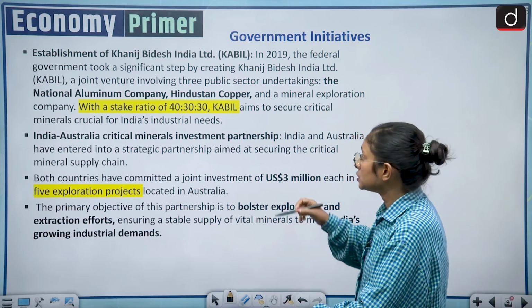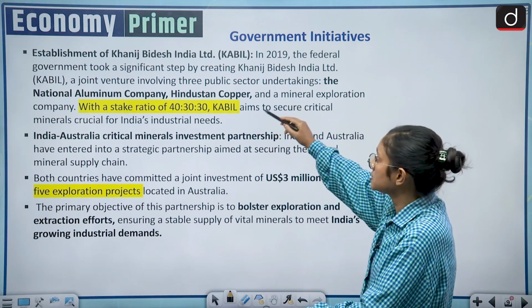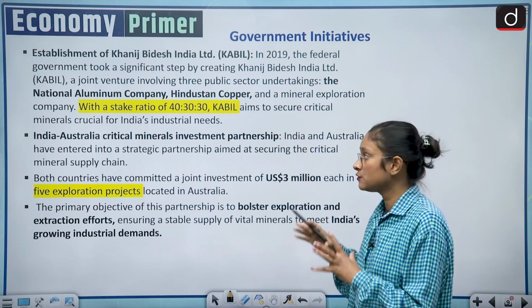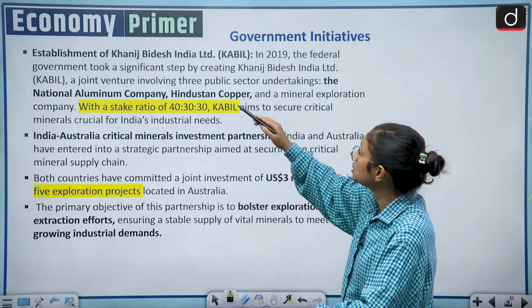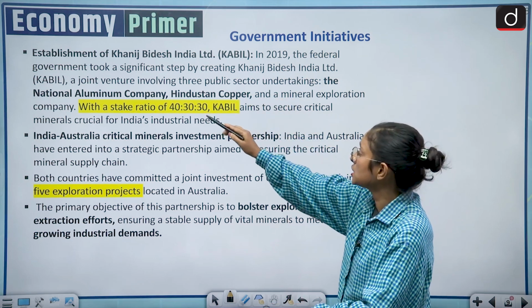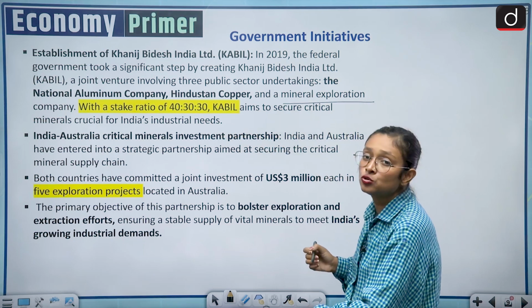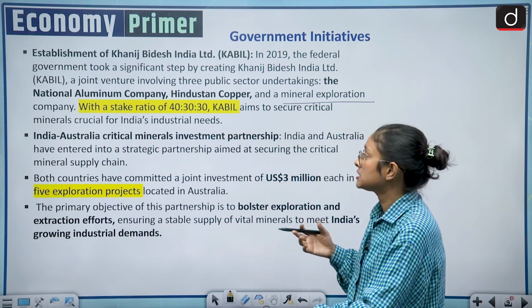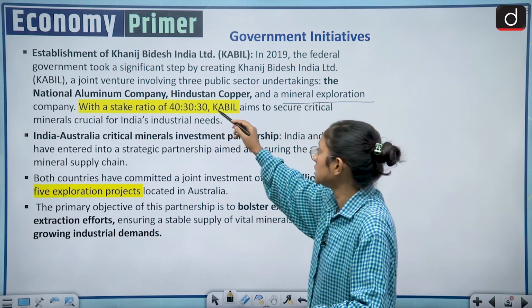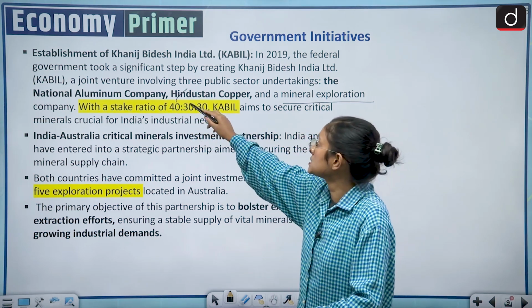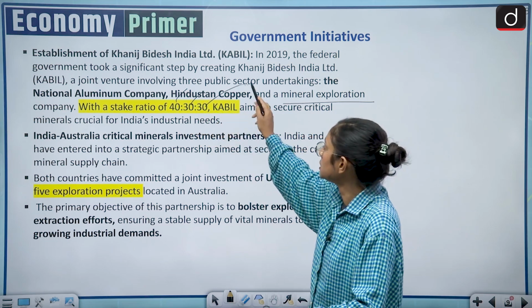So here is the establishment of KABIL, which is Khanij Bidesh India Limited, and here there is an alliance of three entities: Khanij Bidesh India Limited, National Aluminium Company, and Hindustan Copper. And here they try to do mineral exploration with a stake ratio of 40, 30 and 30. It means Khanij Bidesh has 40, National Aluminium Company has 30 and Hindustan Copper has 30.